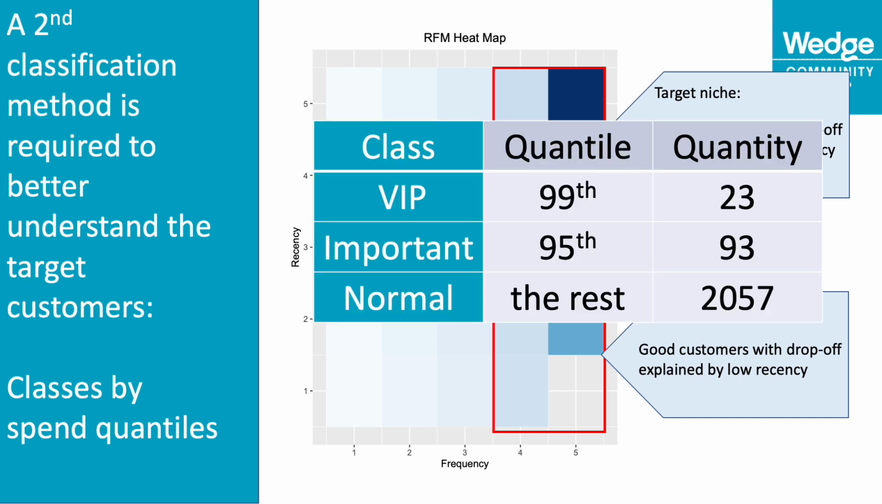We found three classes: the VIP, which are the 99th quantile, those are 23 customers; the important ones that are represented by the 95th quantile, and those are 93 customers; and the normal, those are the rest of the customers, and those are 2057.